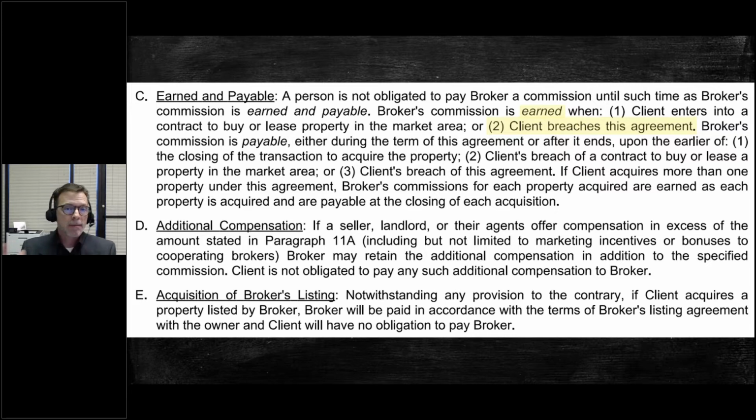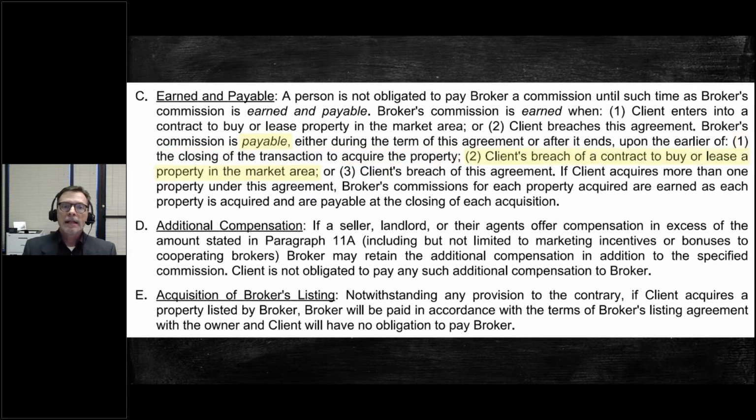But we need both earned and payable. So a broker's commission is payable either during the term of this agreement or after it ends, when any of these next three things happen. One, the closing of the transaction to acquire the property. So when the transaction closes, the broker's commission is earned and payable. And at that point, the broker is entitled to get paid.